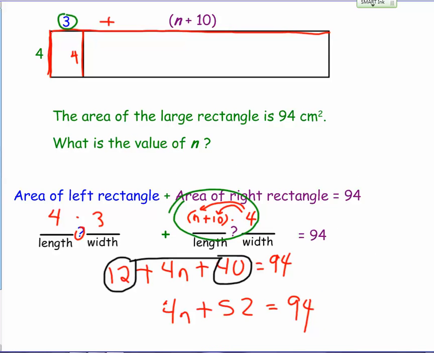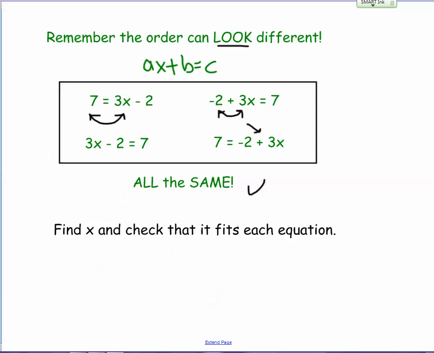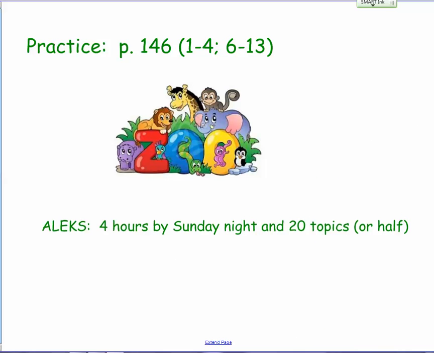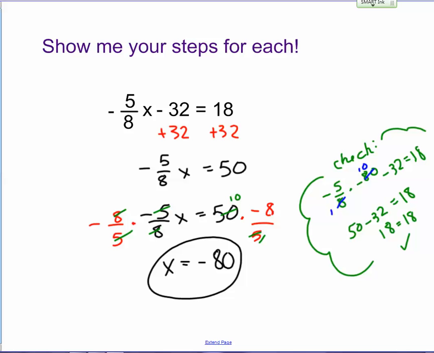All right, and whoops, I don't know what happened, but I suddenly went back several. Okay, we did that one. We did that. No, that's the last one. Sorry. Add 32 to both sides. Multiply both sides by the reciprocal of negative 5/8. Simplify, and we get x is negative 80. Show your check. Negative 5 times negative 10 is 50, and 50 minus 32 is 18.